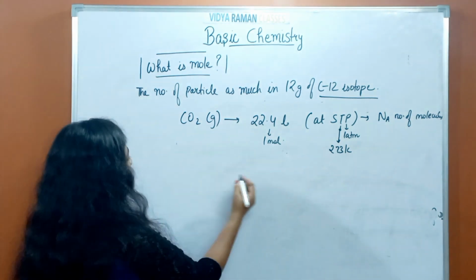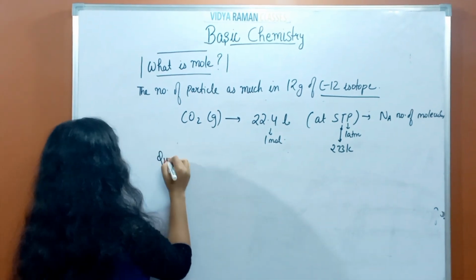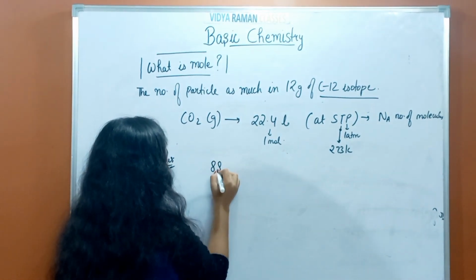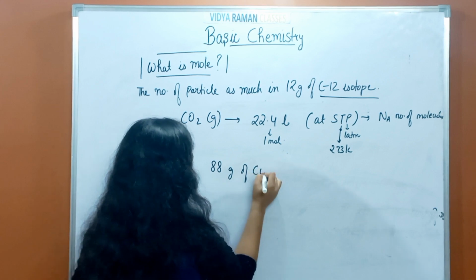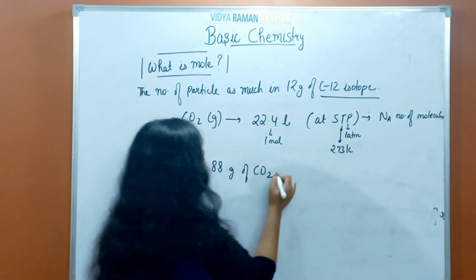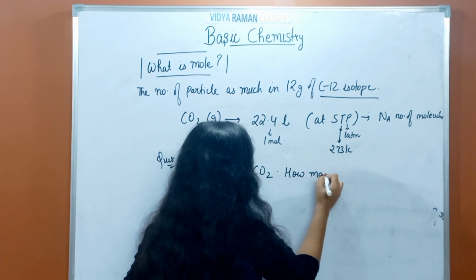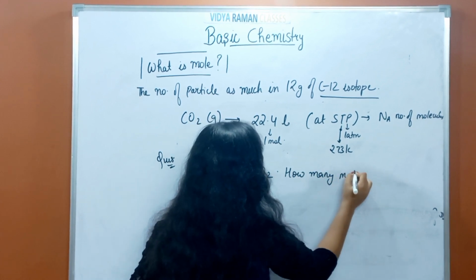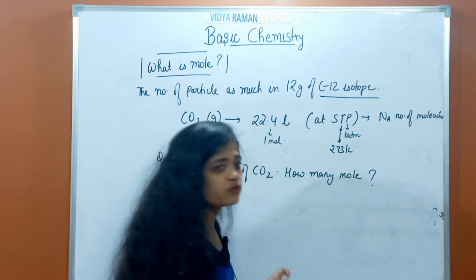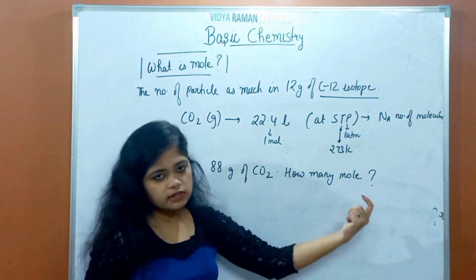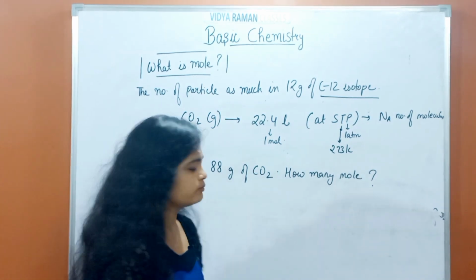Now suppose I will give you a question. Suppose I am giving you 88 gram of CO2, and I will ask how many moles are there. Now I will tell you how that famous formula of the number of mole came. 88 gram of CO2 is there. How many moles of CO2 are there?